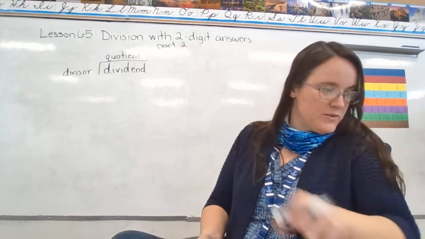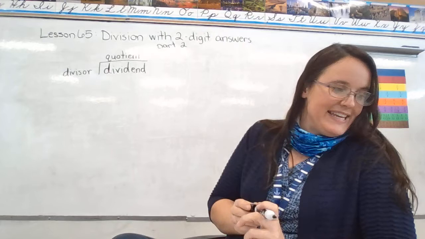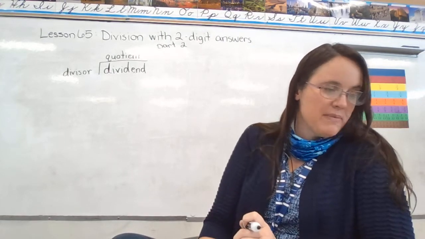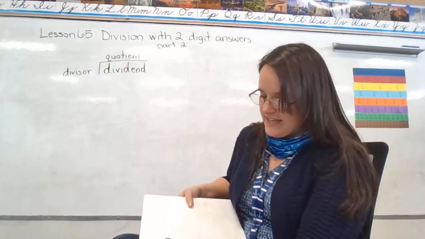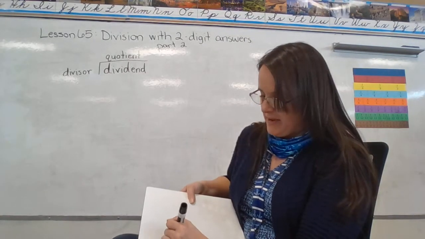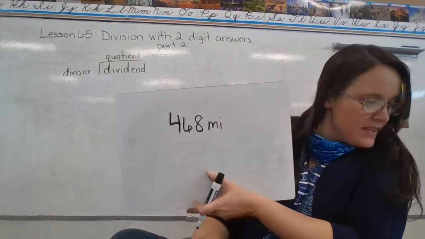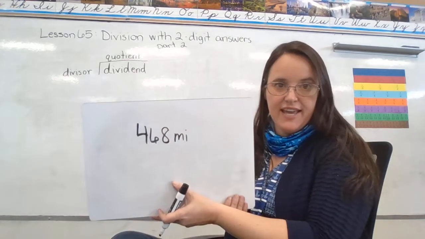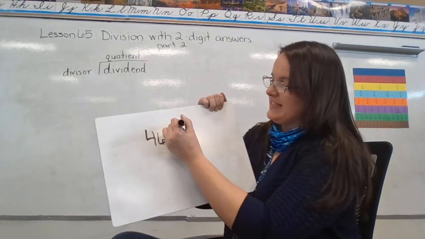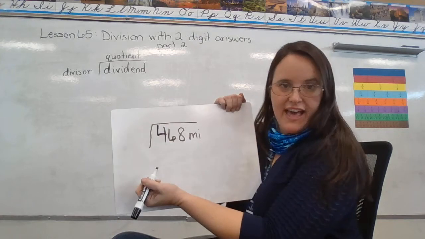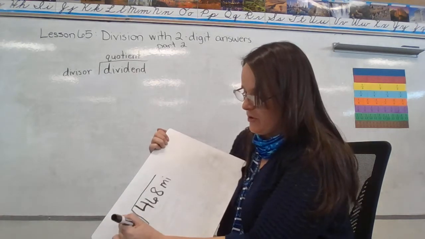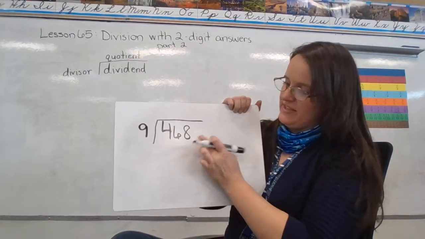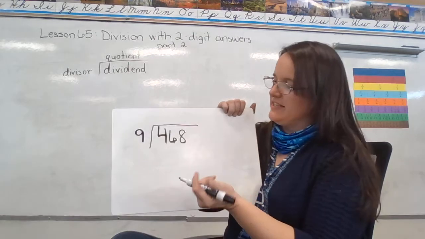Okay, this next example is a word problem. It says, on a 9-day bike trip through the Rocky Mountains, Vera and her companions rode 468 miles. They rode an average of how many miles per day? So we're taking our 468 miles and we need to divide that by how many days? They rode 9 days. So I can kind of ignore this for now. We'll need a label when we get to the end.